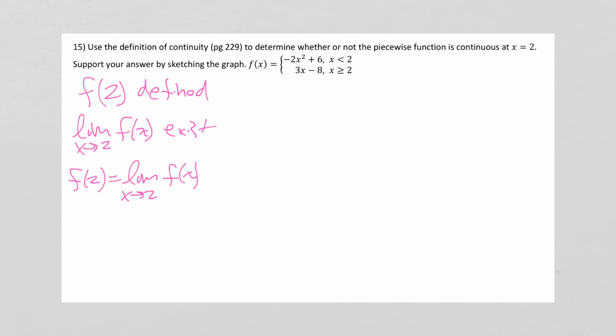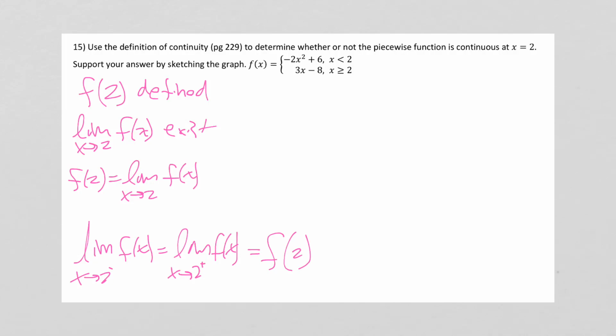The way I like to think about it is we need the limit as x approaches 2 from the left of f of x to equal the limit as x approaches 2 from the right of f of x. Notice that essentially means that the limit as x approaches 2 exists, and we need that to equal the value of the function at that point, f of 2. That's how I like to think of it. That's how I will show it.